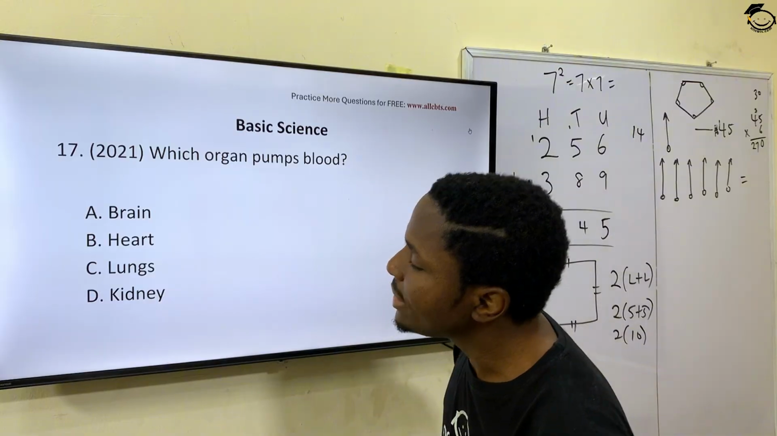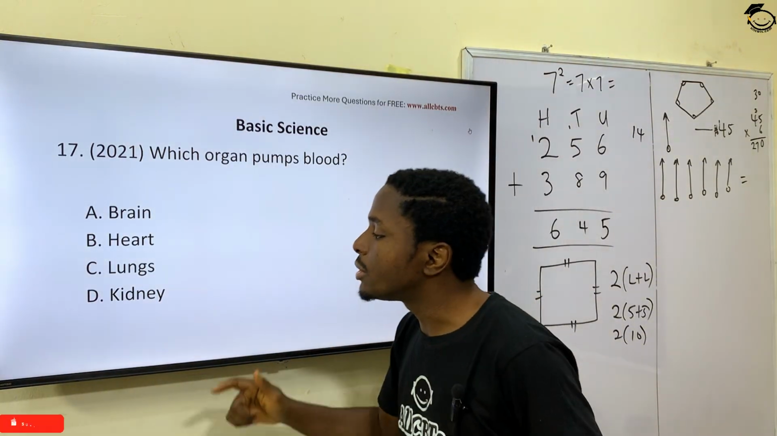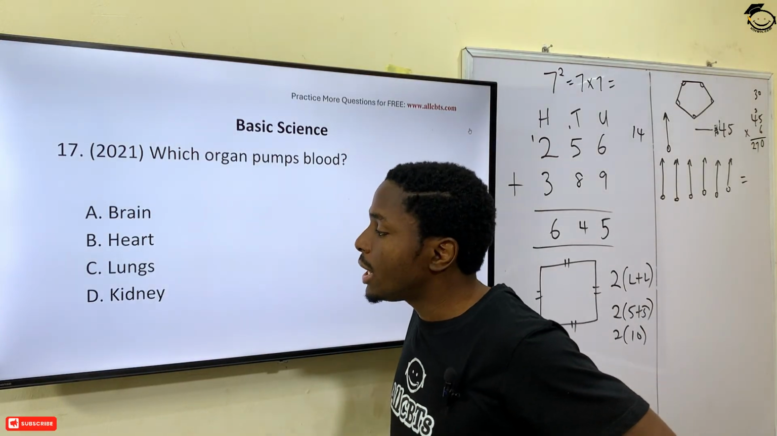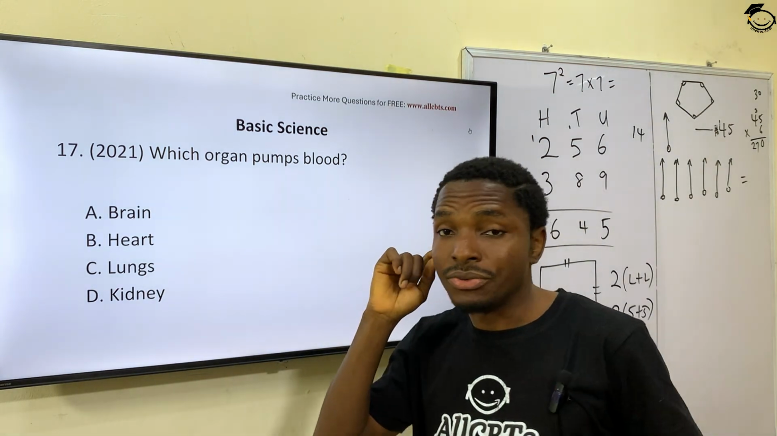You have brain. Does your brain pump blood? No. You have heart, you have lungs, you have kidney. Where are your lungs? They're somewhere around here, right? And then your kidney somewhere around here, around the breast region.